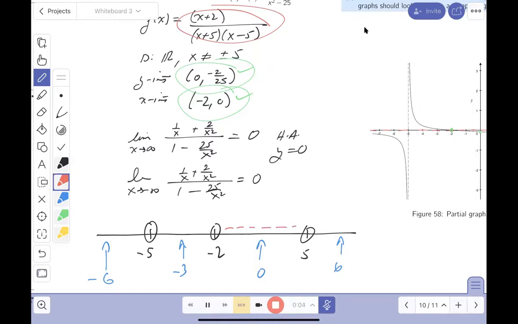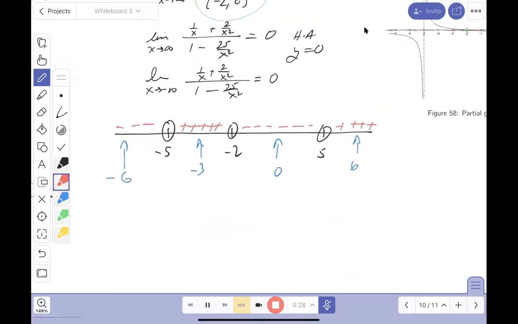Let's do 6, positive on top, positive on bottom. Everything's positive. Let's do minus 3, get negative on top, negative on bottom, positive. Again, simple sign analysis really learned in the first class, by the way. If you did minus 6, negative on top, negative times negative on bottom is positive, negative divided by positive is negative. Why do I do that? So I can do the limits.